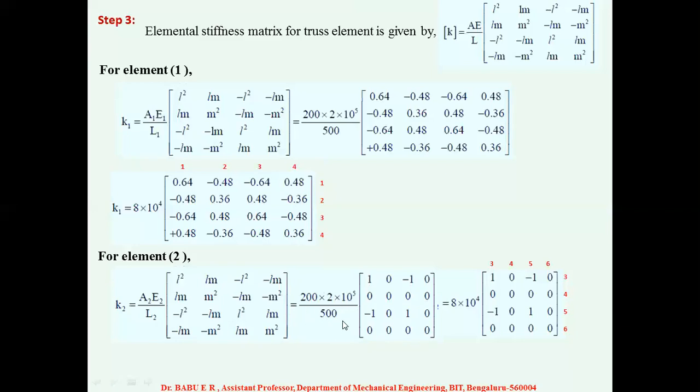So when you do the simplification, we'll get 8 into 10 to the power of 4. Don't write it inside, because we already took out 8 into 10 to the power of 4 in element 1. So you have to keep the same thing for element 2. So write the terms and you have to represent the node numbers.